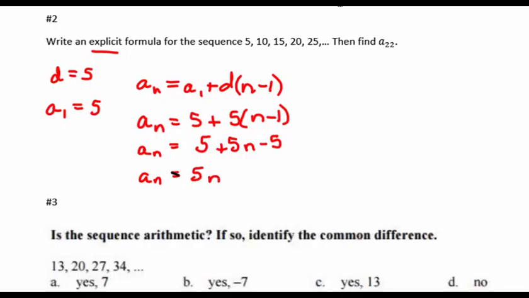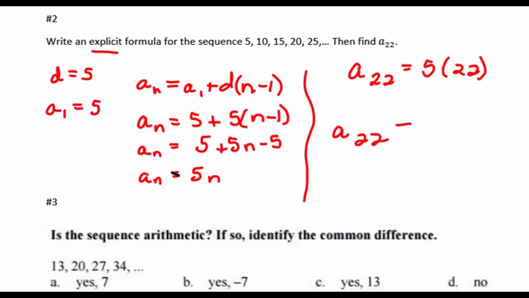Now it says to find the 22nd term. So what we would do is use this formula, a sub 22 equals 5 times 22. And the 22nd term is going to be equal to 110.